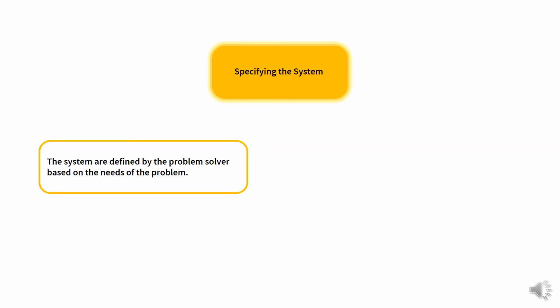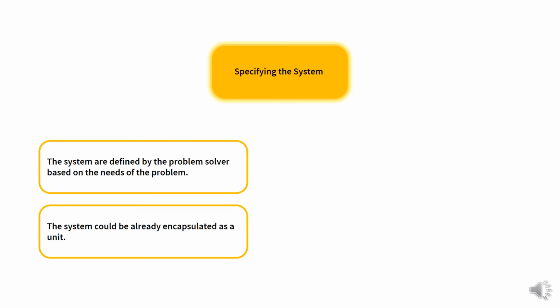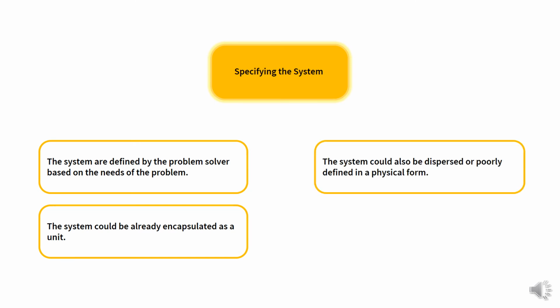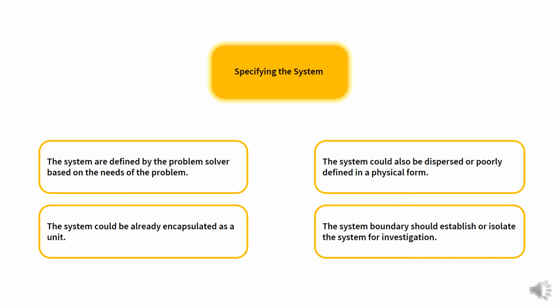The systems are defined by the problem solver based on the needs of the problem. The system can be quite large or quite small. The system also could already be encapsulated as a unit, or it could be dispersed or poorly defined in physical terms. For example, the vascular system and the alveoli in the lungs, or the rivers in a country. The system is determined and defined by the system boundary, and the system boundaries should establish or isolate the system for investigation.